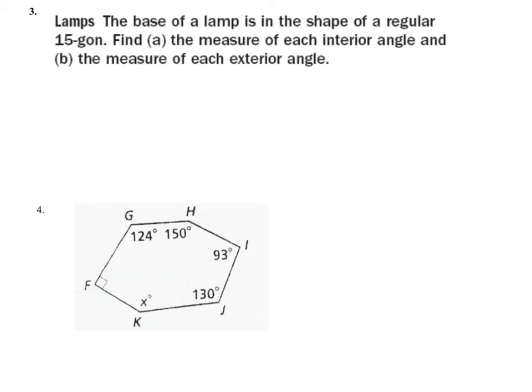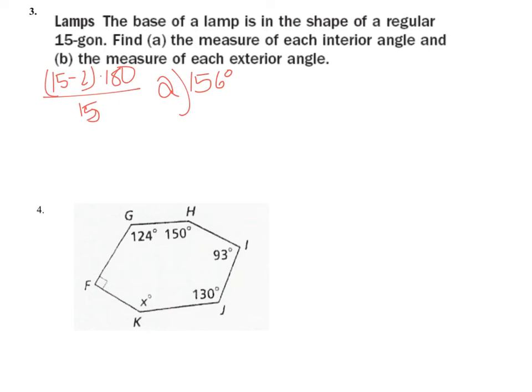It says the base of a lamp is in the shape of a regular 15-gon. Find a) the measure of each interior angle and b) the measure of each exterior angle. So each interior angle is going to be found by finding the sum and dividing by 15. So it's going to be 15 minus 2 times 180 divided by 15. So the first part, part A, is 156 degrees. Just using that formula.